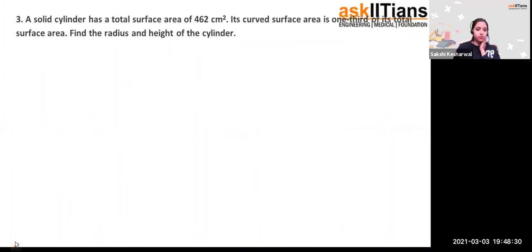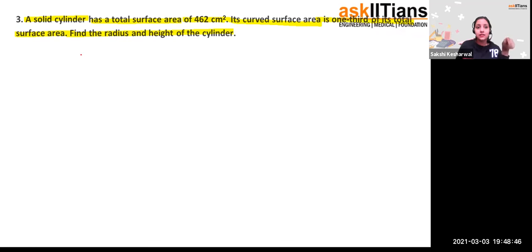Now, let's do question number 3. What is it saying? It says that a solid cylinder has a total surface area of 462 centimeters square. Its curved surface area is 1/3 of its total surface area. Find the radius and the height of the cylinder. So first, what is given, just read out the question.